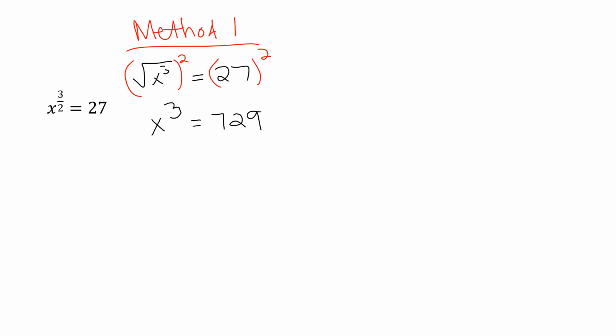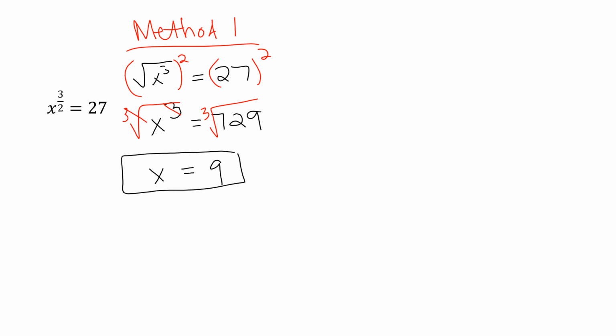Next, we have to get rid of that cube. Well, if a square and a square root cancel each other out, if you want to get rid of a cube, you're going to have to cube root it. Okay, so the cube and the cube root cancel each other out, and you would be left with just a regular old x equals the cube root of 729. So I'm using my calculator here. Cube root of 729 is 9.